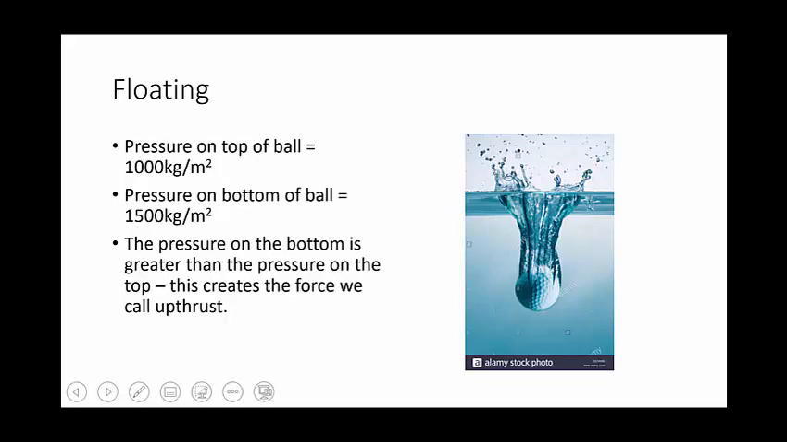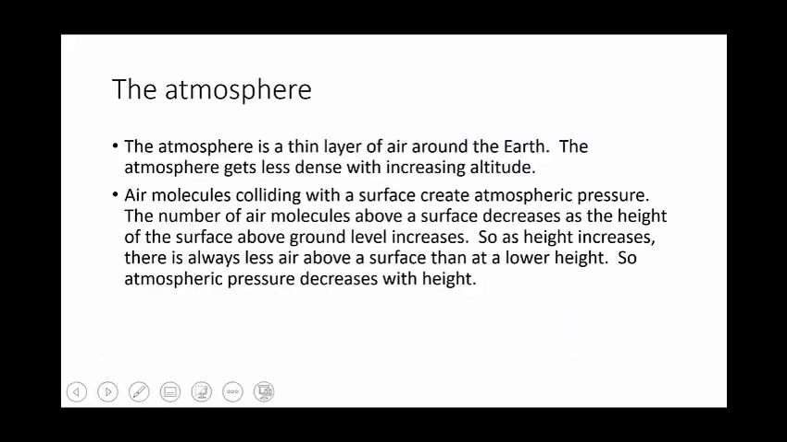Okay, you should have calculated that the pressure on the top of the ball is 1,000 newtons per metre squared, and the pressure on the bottom of the ball is 1,500 newtons per metre squared. What that means is the pressure on the bottom is much greater than the pressure on the top, and that difference in pressure is what creates the force that we call upthrust. Okay, so that's why we only get upthrust in a liquid or a fluid, because it's about that pressure differential.